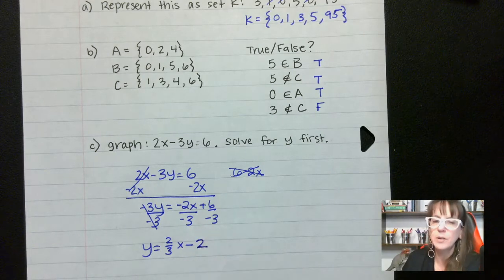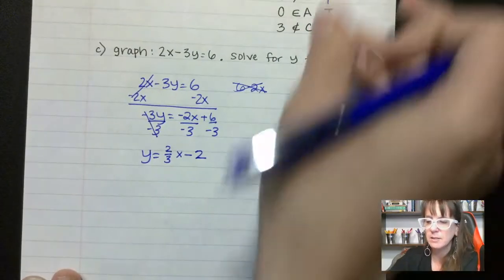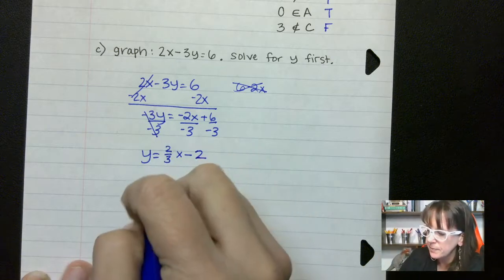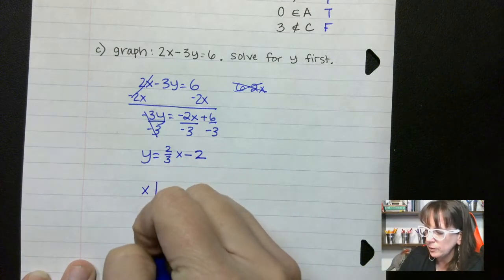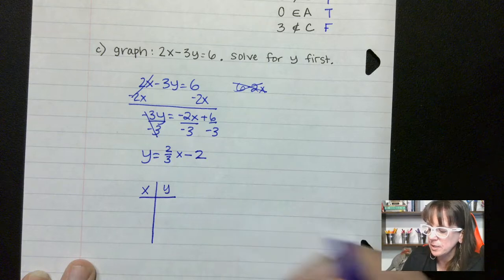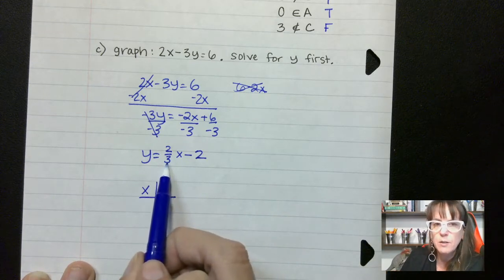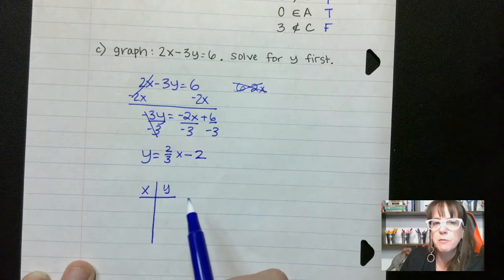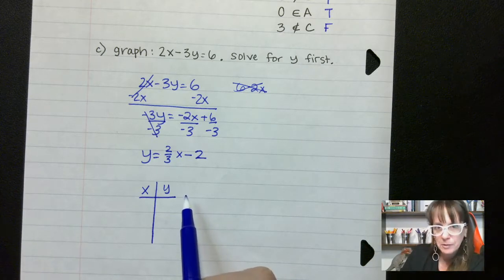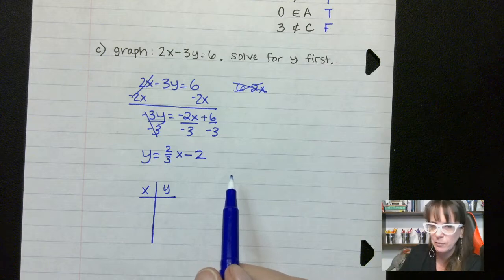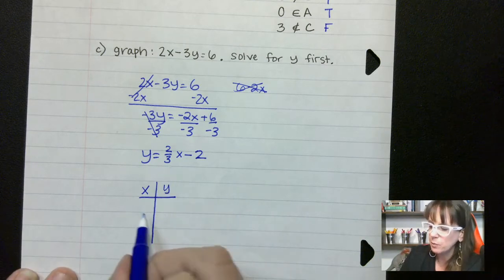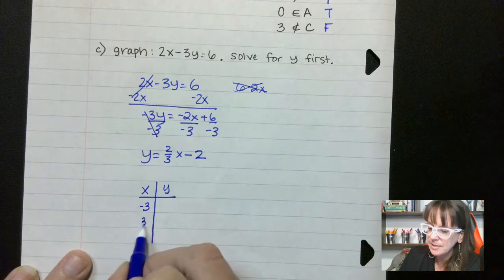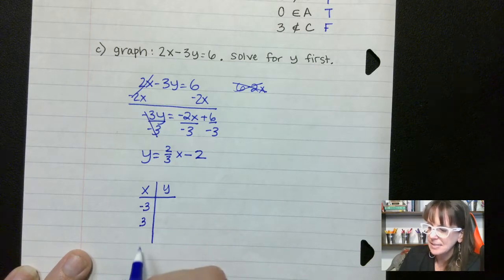Okay. So now this time it doesn't give us your x that you're going to plug in, your domain, right? Or your input. So we have to pick our own, and you want to be very careful when you do this. If you see that you have a denominator of 3 here, you want to pick things that are multiples of 3, because if you pick something that is not a multiple of 3, you're going to have a fraction, and fractions are pain. We don't want that. So let's pick, for example, negative 3, positive 3, and then 6.